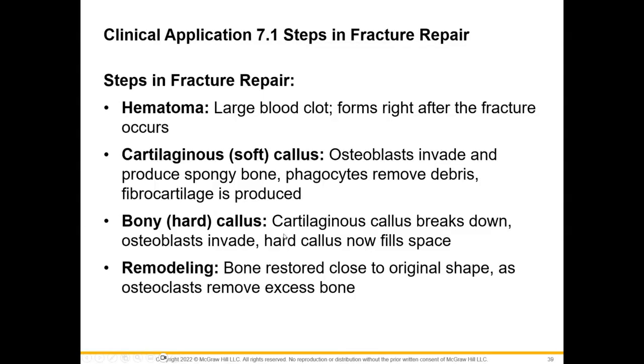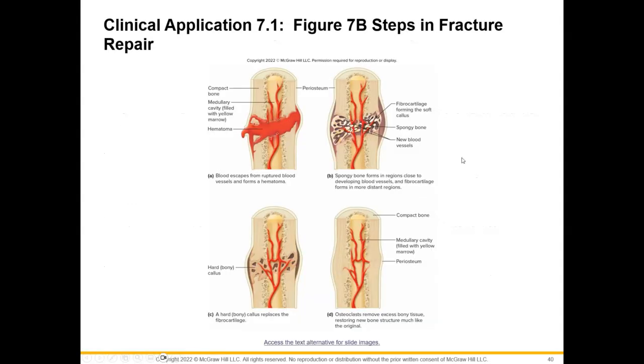Then a bone or a hard callus. The cartilaginous callus breaks down and the osteoblasts invade. Then the hard callus fills the space. In remodeling, bones are restored close to the original shape ultimately as the osteoclasts remove any excess bone that forms in the repair. Figure 7b here shows how that repair does occur and how you ultimately come back to the regular bone.